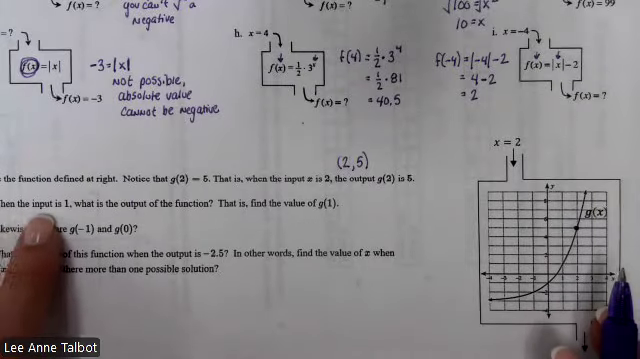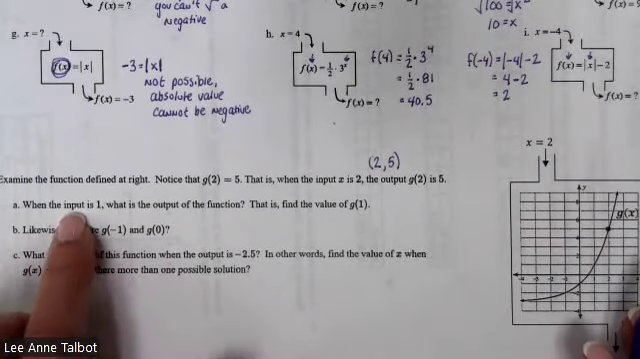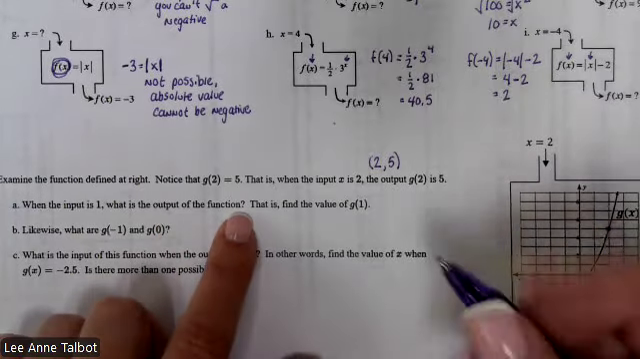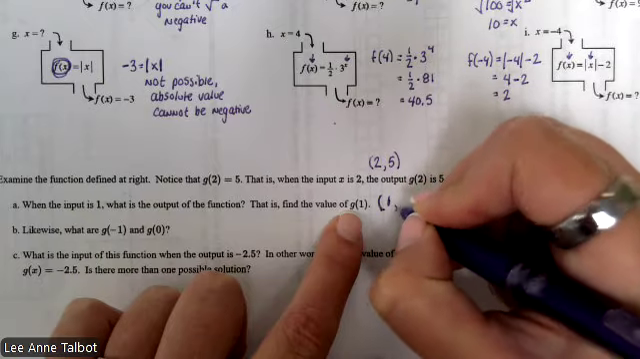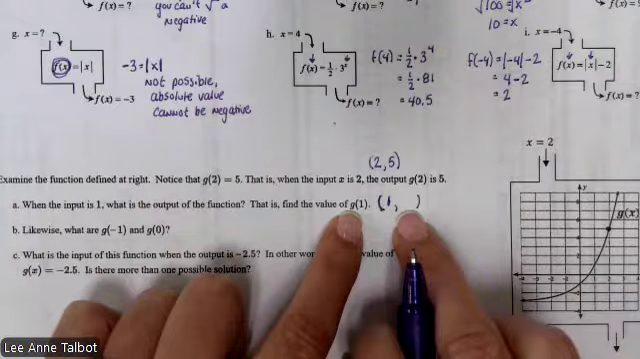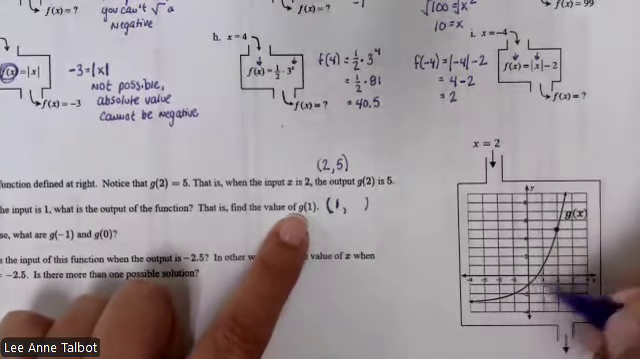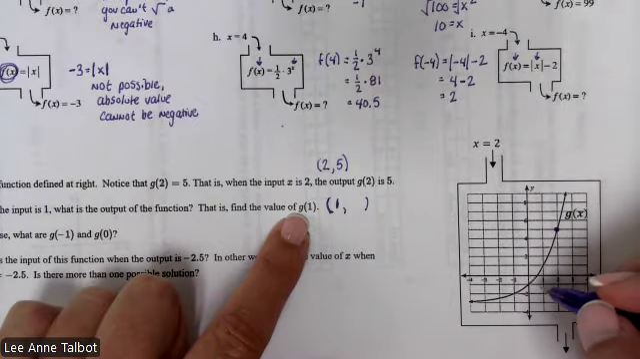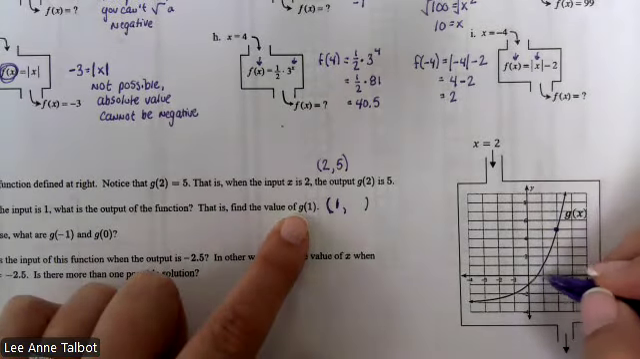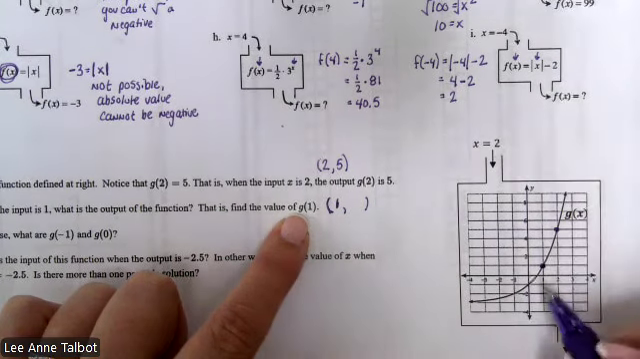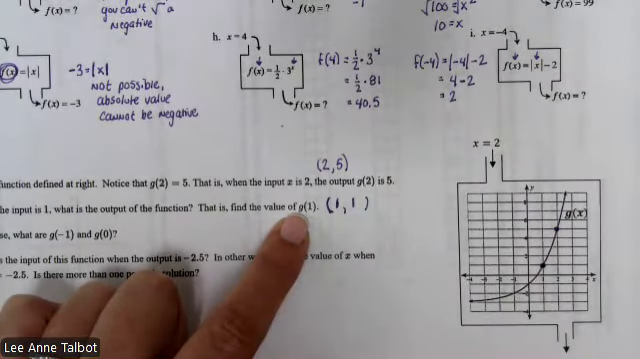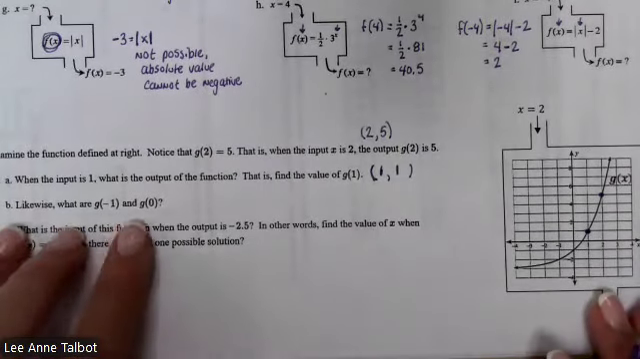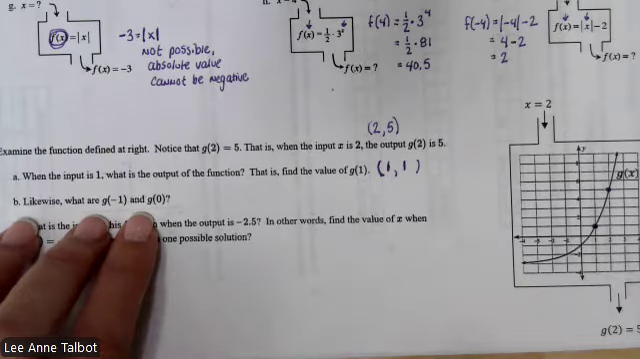Okay, for A, when the input is 1, what is the output of the function? That is, find the value of g of 1. So we're going to write this as a coordinate. We're going to write 1 comma something. So we have to go over to our picture and figure out what the coordinate is at 1 comma something. 1 comma something's right there, right? So it's 1 comma what? Are you guys with me? You good? Yes. Okay. Likewise, what are g of -1 and g of 0?